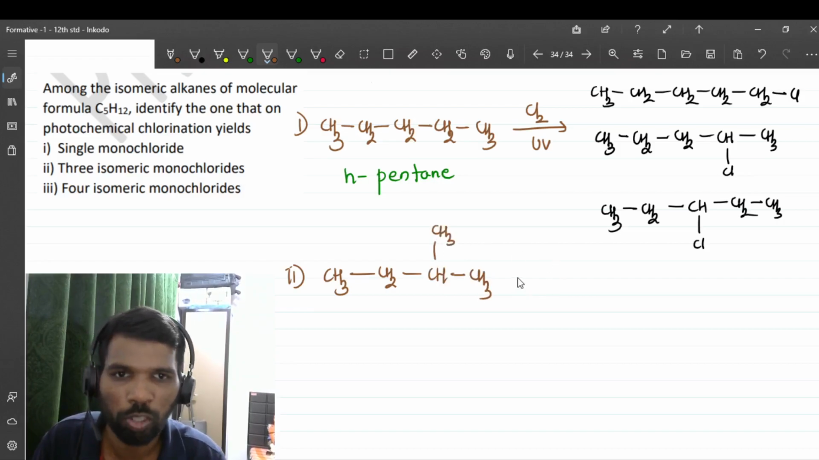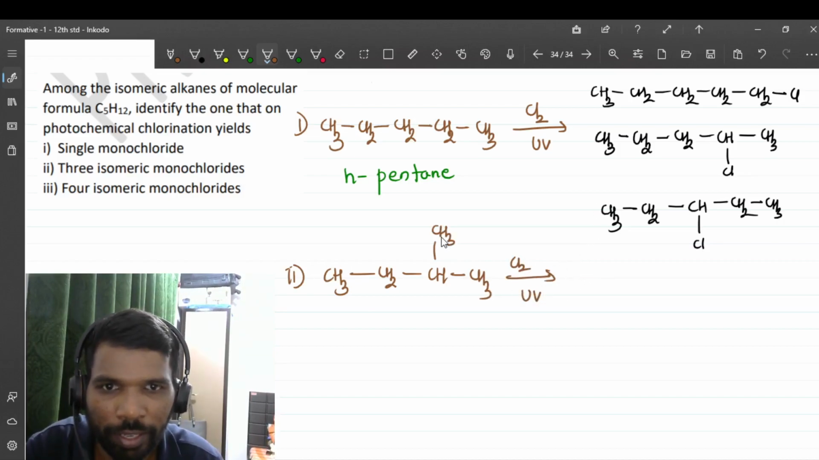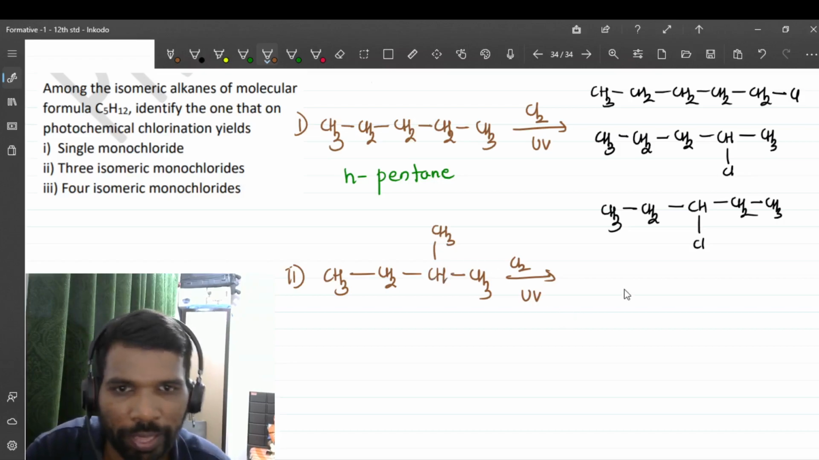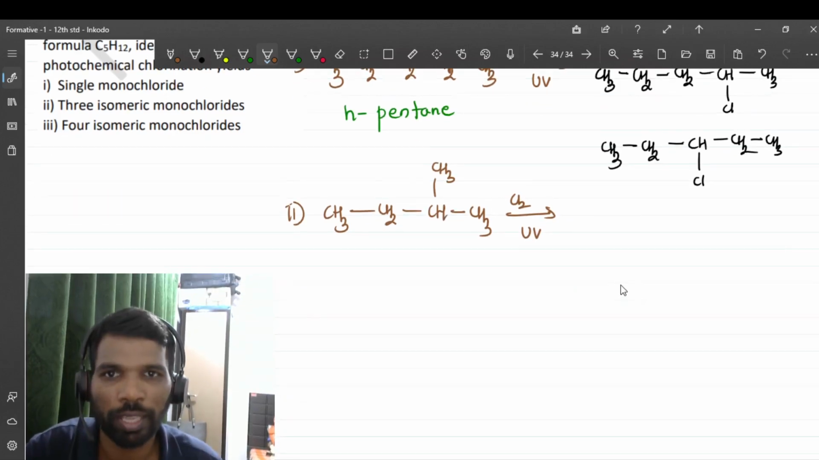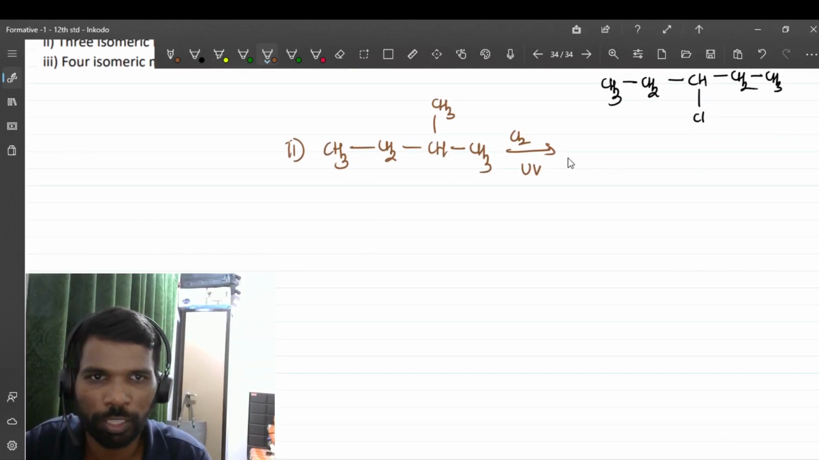Right. So what are the possibilities of the free radical halogenation? Chlorine and UV, right? So you will substitute here and here. Let's write all the possibilities and then we'll check which are common.